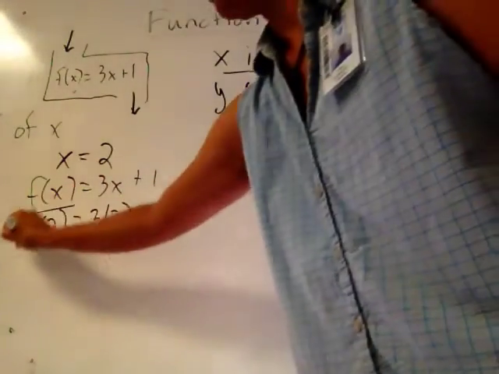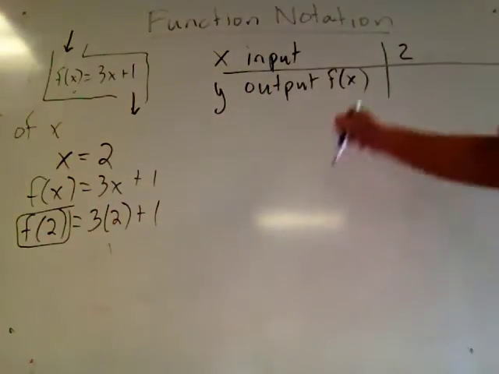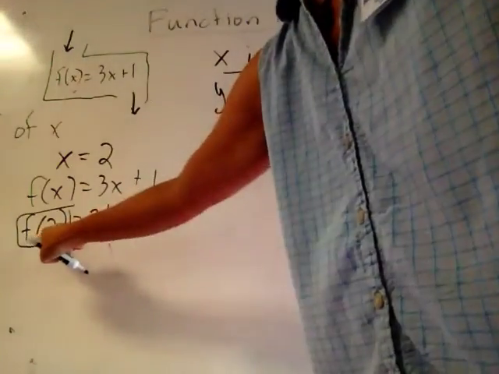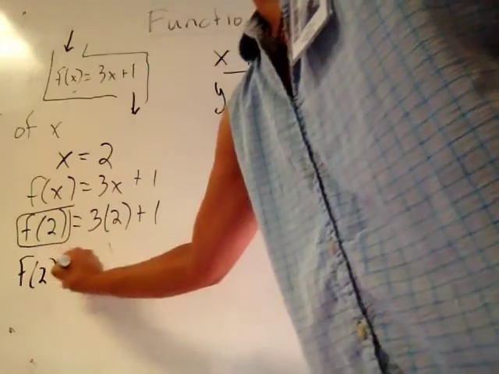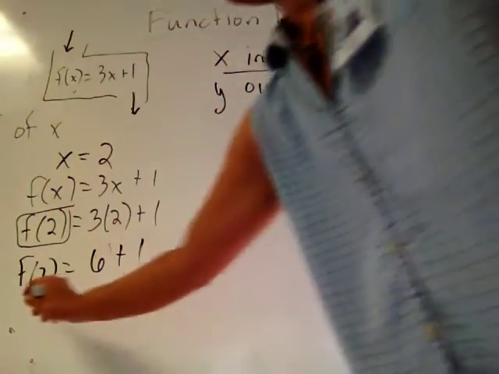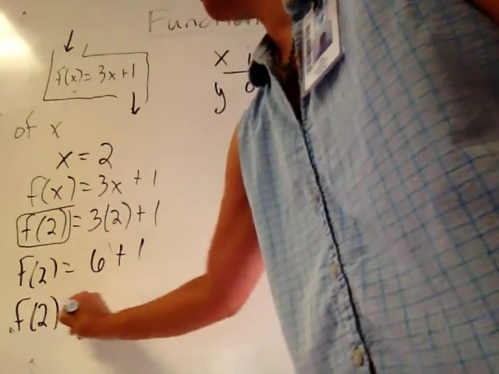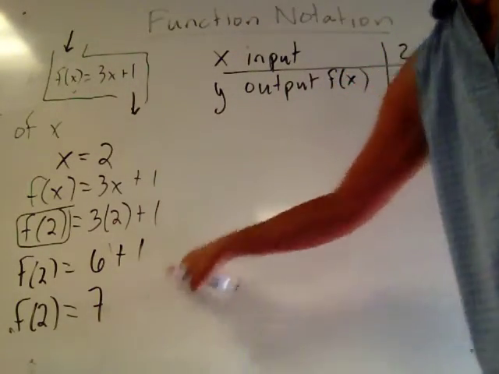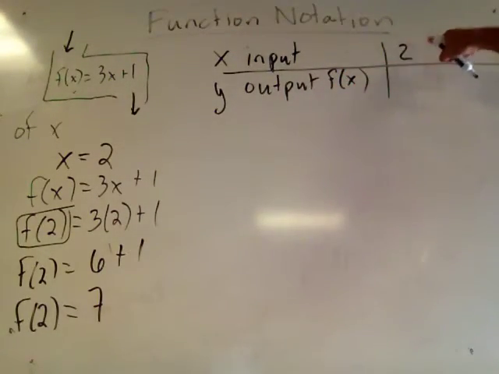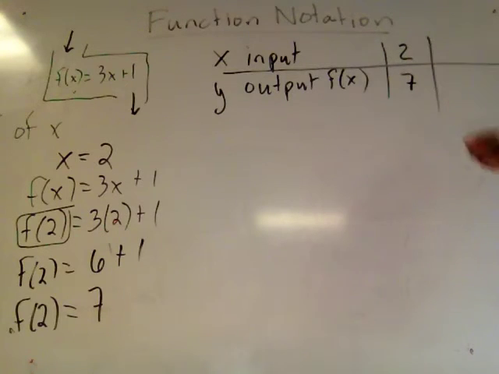Now this is what I'm looking for. I'm looking for the value of my function when x is equal to 2. So f of 2 is equal to 6 plus 1, or f of 2 is equal to 7. That's my output. So my input, my output. So in my table, I can think about if that's 2, this is going to be 7.